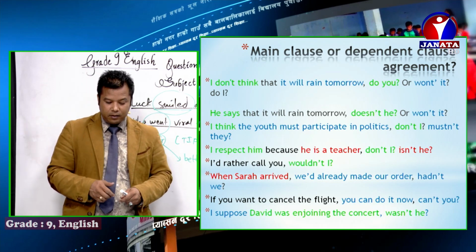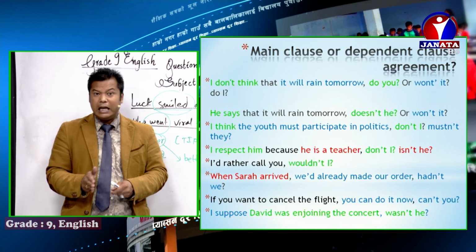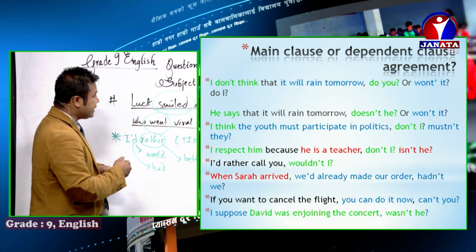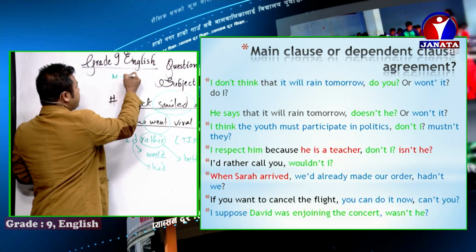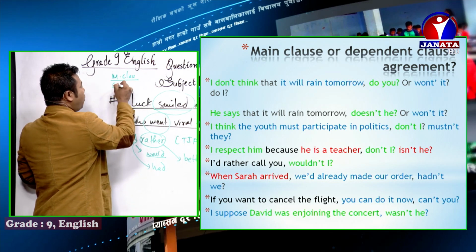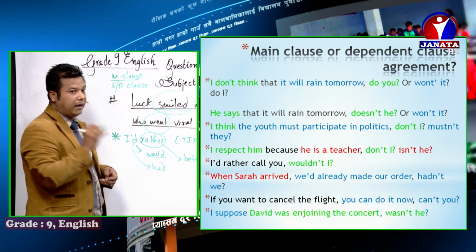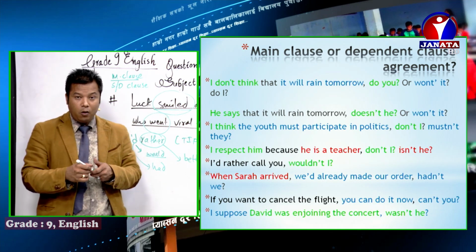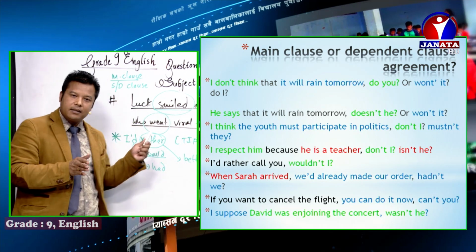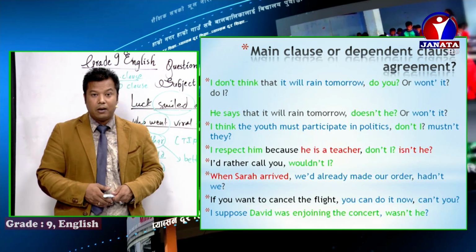Second last example. If you want to cancel the flight, you can do it now. Now again here, see. If you want to cancel the flight, does it give you the full meaning? Is it the main clause? The principal clause? Or is it the secondary, let's say, dependent clause? What is it? Find out the idea. So I would come to know very quickly, if you want to cancel the flight, it is incomplete, it is dependent, so I cannot agree the tag with this. So I will agree it with, you can do it now, can't you?